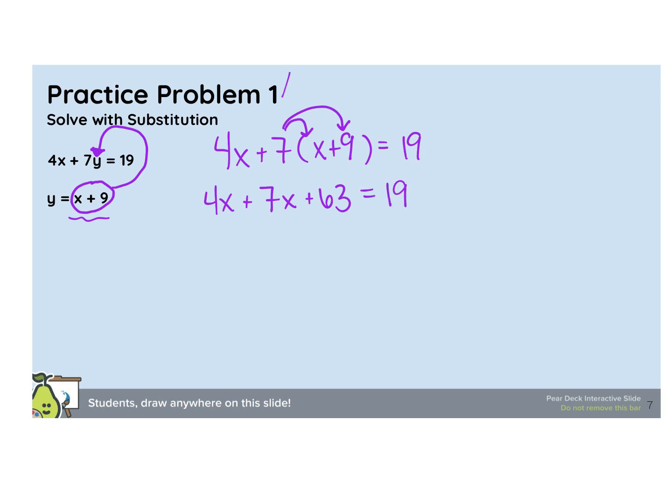Now we're going to combine like terms. So 7x plus 4x is 11x, and we have a plus 63 equals 19. I need to get the 11x by itself, so that 63 needs to go. Since it's a positive 63, I'm going to subtract 63 on both sides.